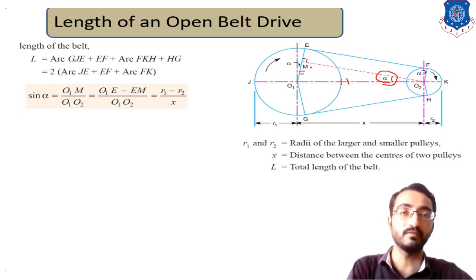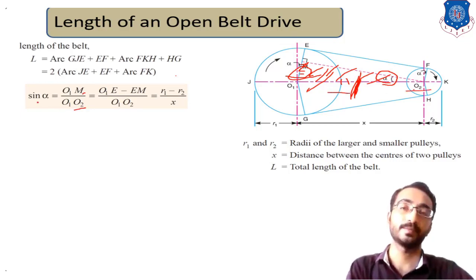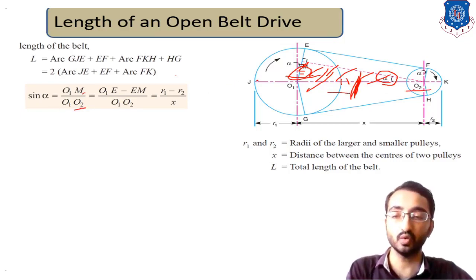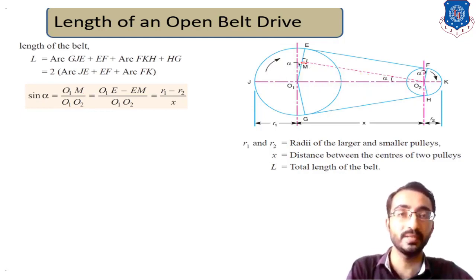If you consider the right angle triangle in this arrangement, for triangle O2MO1, this one is your opposite side and this one is your hypotenuse. So we can say that the distance O1M upon O1O2, that is your hypotenuse, will give you the sine alpha. Now how can we calculate this O1M distance?